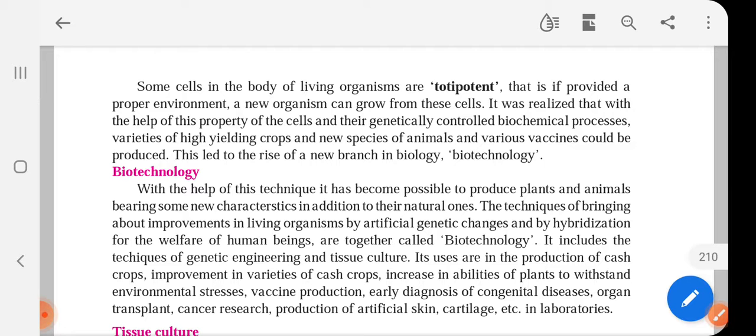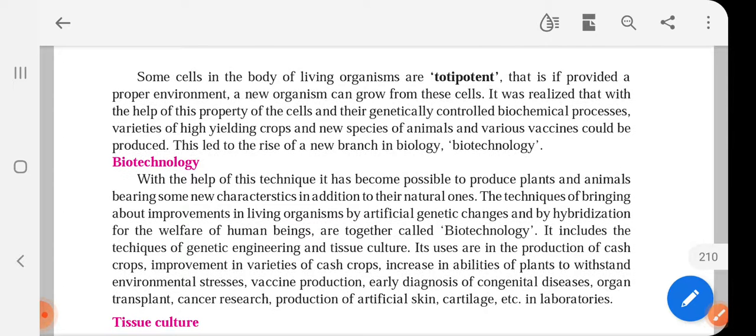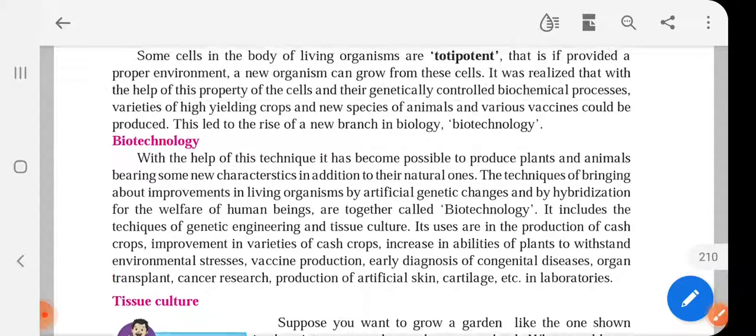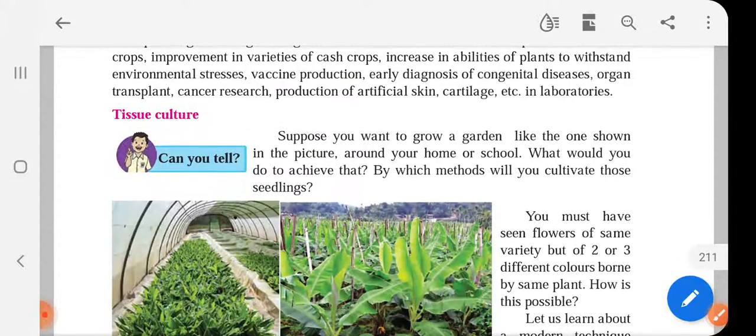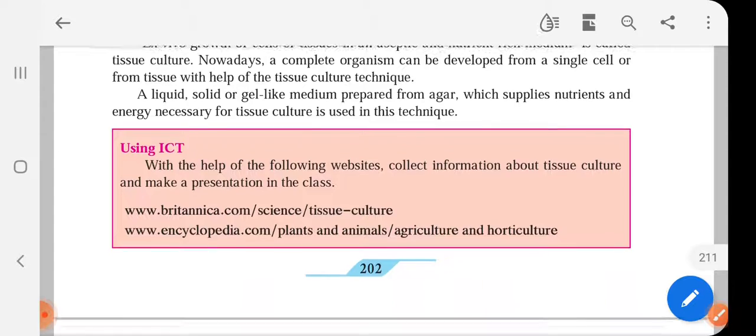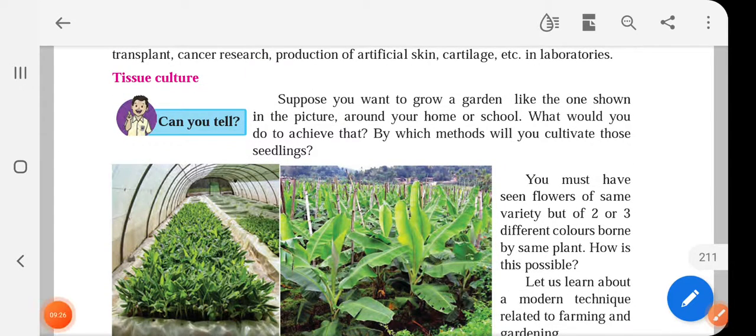Now up till here we had a discussion on types of plant tissue. Now this is a topic related to tissue culture, a part of biotechnology. So inshallah next time we'll discuss it.